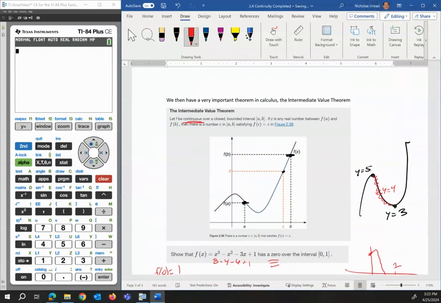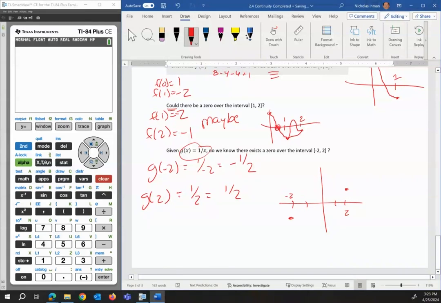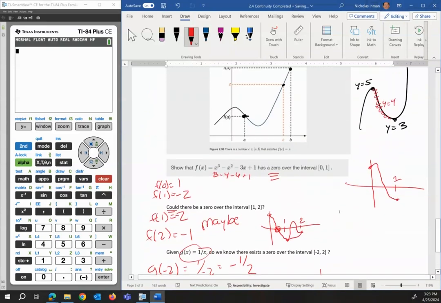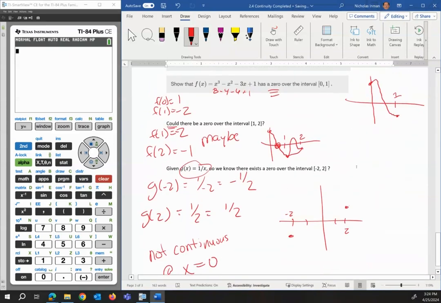Continuous function. Problem is, is 1 over x continuous? No, it's not. I can't do x equals 0. It's undefined. 1 over 0 doesn't work. So even though I have a negative number and a positive number in my y values, since the function's not continuous, I can't say that, yes, there has to be 0. The intermediate value theorem only works on continuous functions. So that is definitely higher level stuff here.